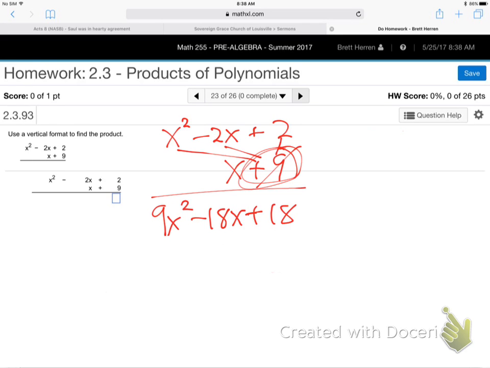I'm still having issues with x plus 9. Why do you put it on the left side instead of the right? Because if you go the way that we did it before, it will be parentheses x squared minus 2x plus 2, and then right next to it will be x plus 9. Okay. So you will go x squared times x. Okay, yeah, let me pick it up right there.